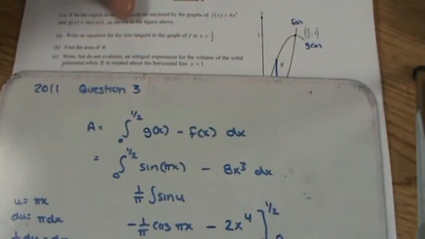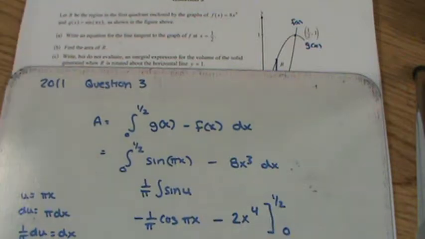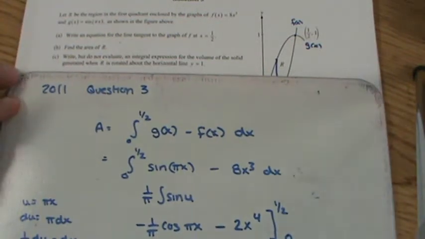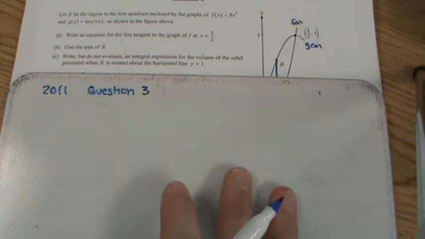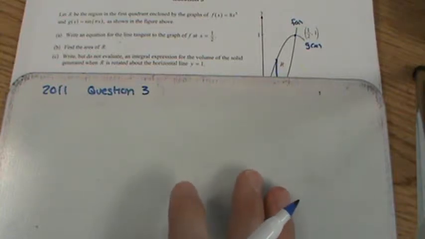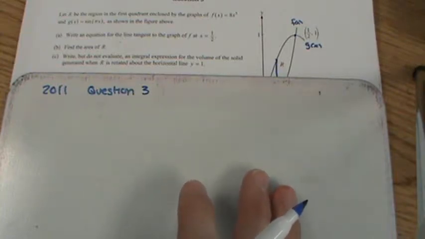All right, so next part is C. Now C is a great one because we don't actually have to evaluate it. We just have to set up everything for C. All right, it says write but do not evaluate an integral expression for the volume of the solid generated when r is rotated about the horizontal line y equals 1.